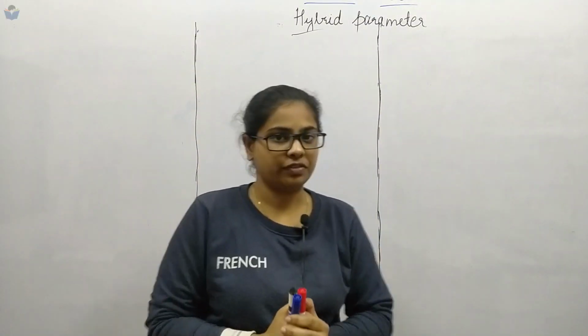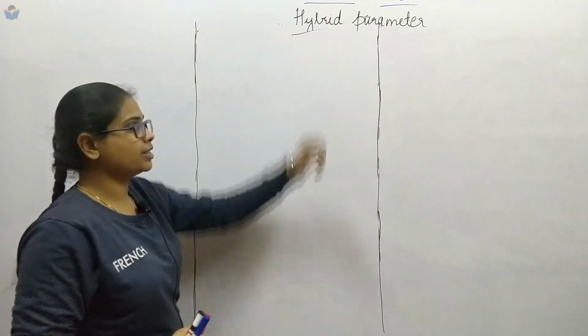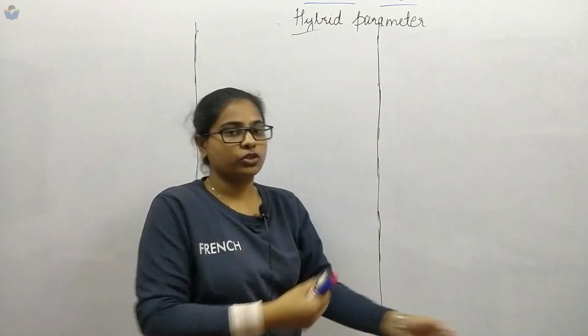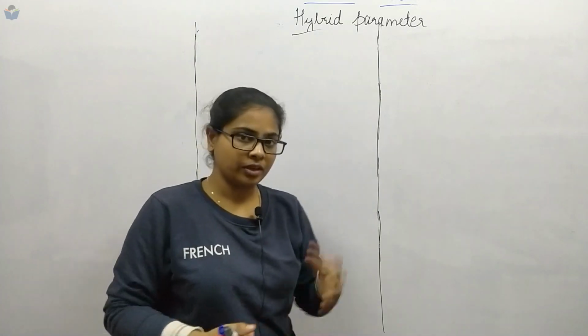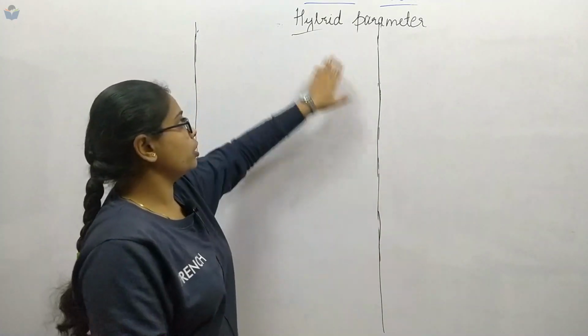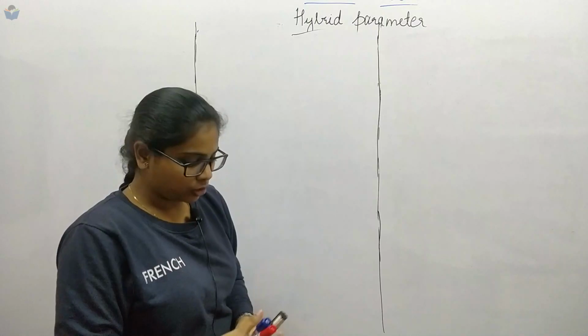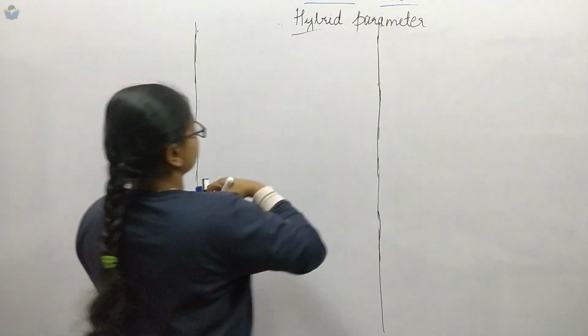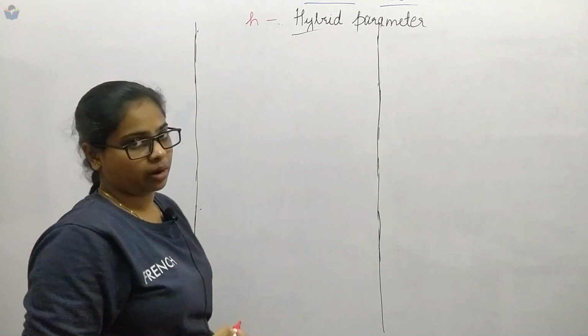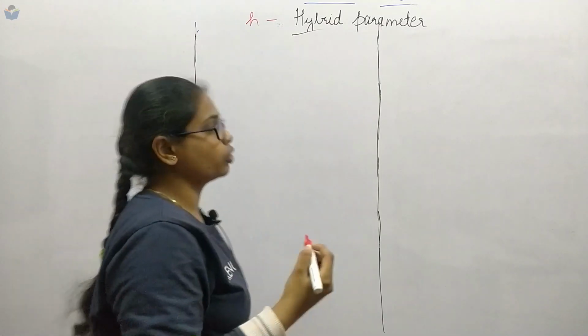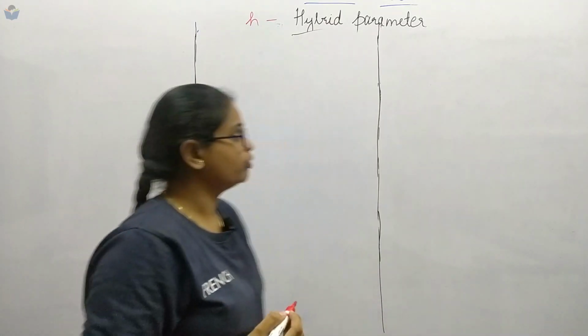In this lecture we will start with our next topic, that is hybrid parameter. So till now we have completed Z parameter, admittance parameter and ABCD parameter. So now this is the hybrid parameter. This is also called as H parameter. In short form we will call it as H parameter. It is also an important concept for the GATE exam point of view.